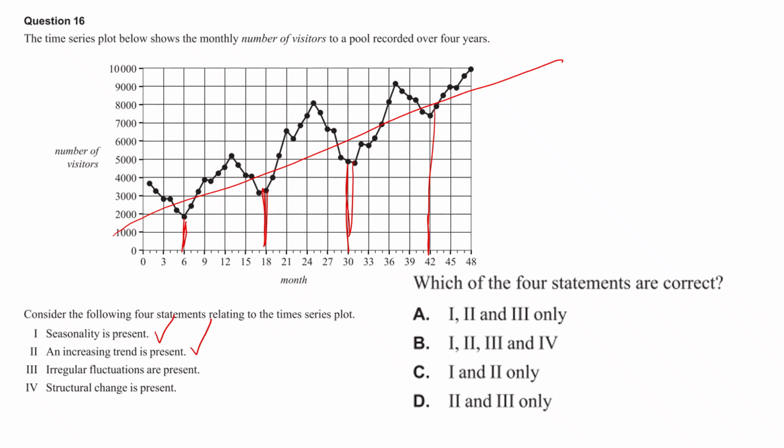And irregular fluctuations, very rare they're not there. So you can see it's just getting a bit wiggly there. So yes. Structural change, no. A structural change would be something like it's going wiggly wiggly and then suddenly goes wiggly wiggly up, sort of thing. You can see like a change in the trend. So this one, clearly the answer is going to be A. 1, 2, and 3 statements are correct. 4 isn't.